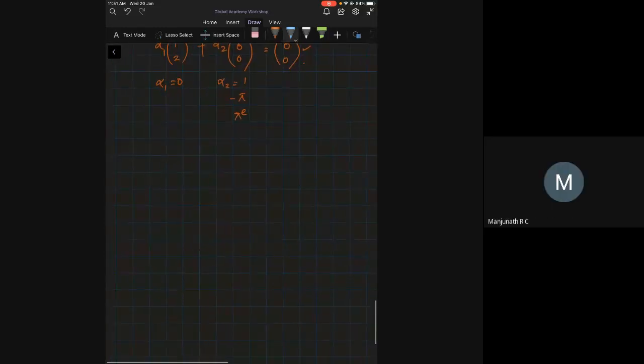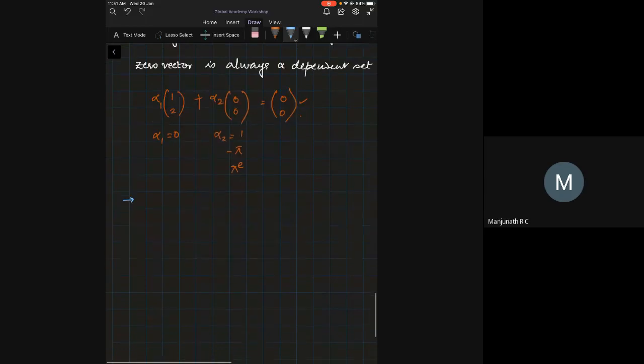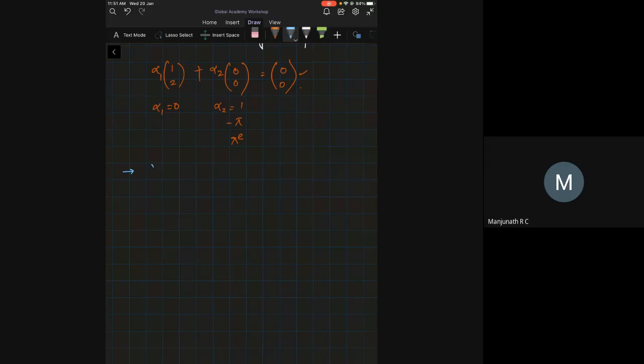Now what we do is we go to the next definition, or probably we'll look at something else. So we found that any set of vectors containing the zero vector is always a linearly dependent set. Suppose we take this set. Suppose S is equal to, let's say, our set {(2, 1), (1, 2)}.